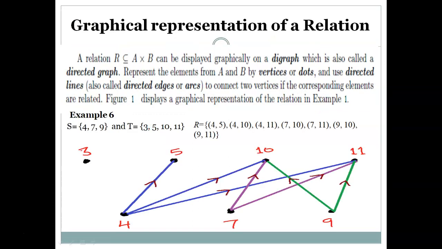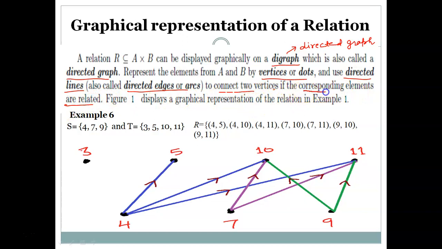Next is a graphical representation of a relation. A relation R contained in A times B can be displayed graphically on a digraph. Digraph stands for directed graph. A directed graph represents the elements from A to B by vertices or dots. Use the directed lines, also called directed edges, to connect the two vertices if the corresponding elements are related.